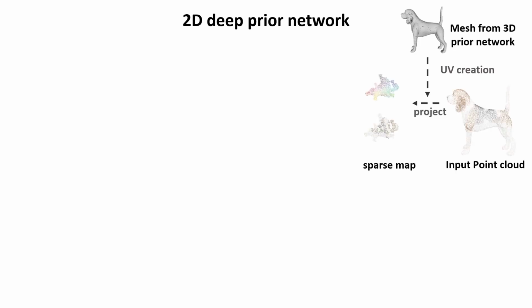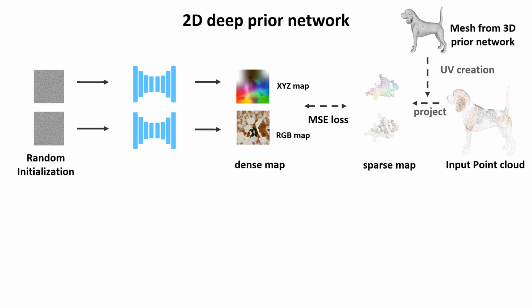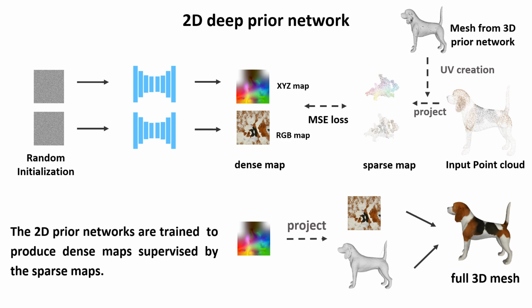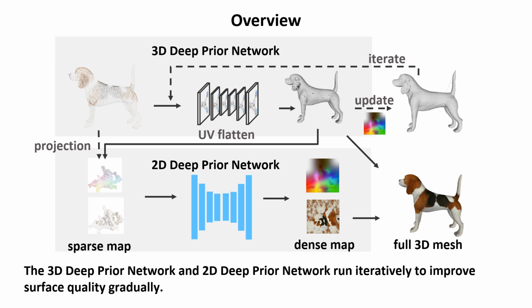We first create a UV atlas from the initial mesh, then we project the point cloud to UV space to get sparse maps. Then the 2D prior networks are trained to produce dense maps supervised by the sparse maps. Then we update 3D vertex locations with the predicted dense XYZ map. To fix the artifacts introduced by the 2D prior network, we send the updated mesh back to the 3D prior network for another refinement. The two networks run iteratively to improve surface quality gradually.